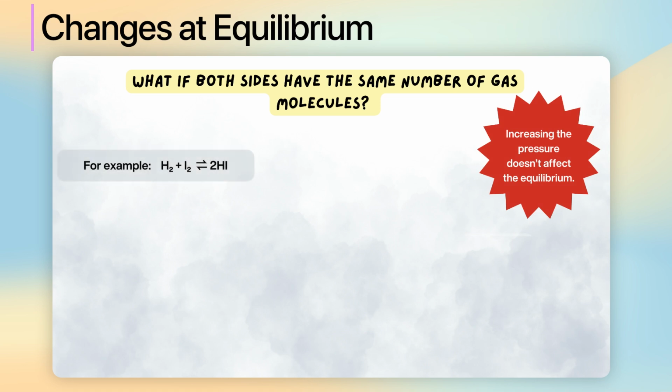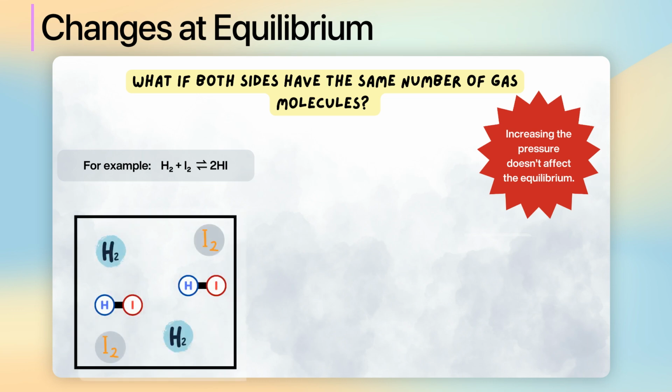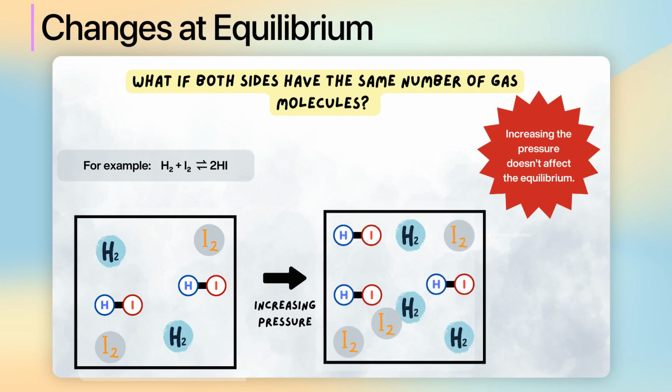For example, H2 plus I2 converts to HI. In this reaction, there are 2 moles of gas on both sides, 1 mole of hydrogen and 1 mole of iodine on the left, and 2 moles of hydrogen iodide on the right. Since the total number of gas particles remains the same, changes in pressure won't favor one side over the other.